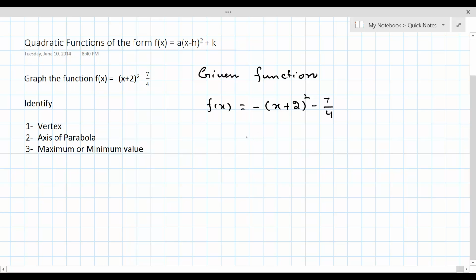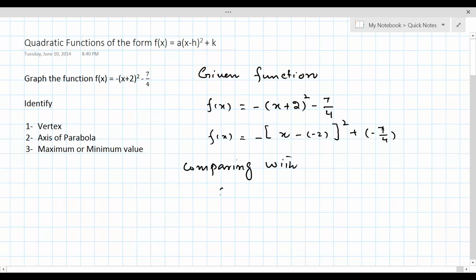We can rewrite this function in this way: minus (x minus (minus 2)) square plus minus 7 by 4. That makes our comparison with the standard form just easier. F of x, and now comparing with f of x equal to a into (x minus h) whole square plus k.